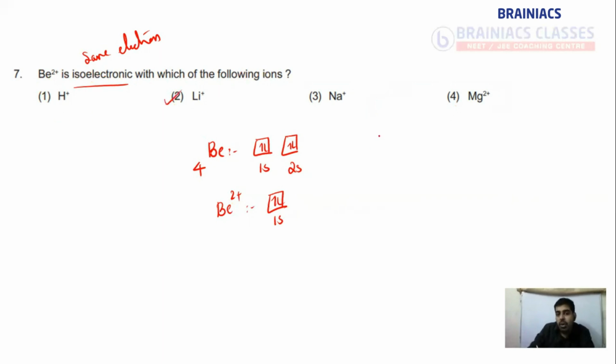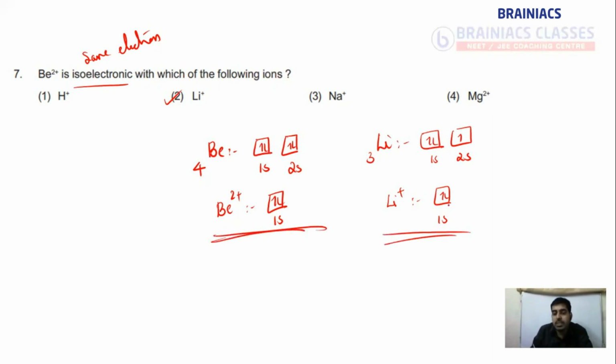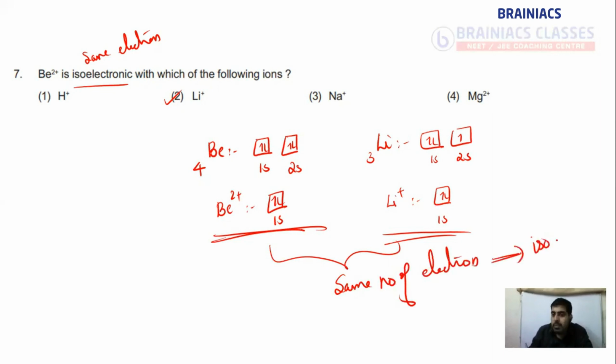Answer option 2, lithium, because lithium atomic number 3, configuration 1s2, 2s1. Now lithium plus means we have to remove 1 electron, so you will get 1s2. 1 electron is removed from 2s. So Li plus means 2 electrons, and Be2 plus also has 2 electrons. So both of them have the same number of electrons. That means they are isoelectronic. Iso means same number of electrons. I think it's clear.